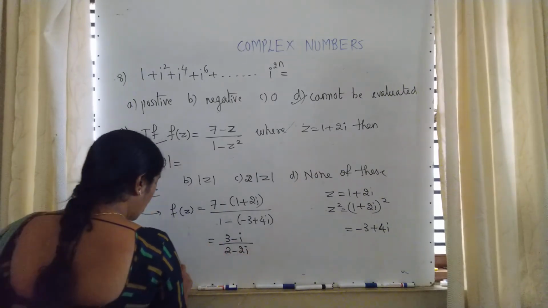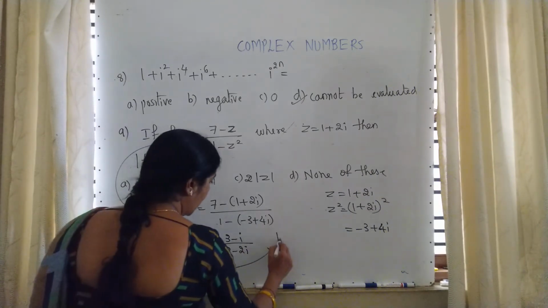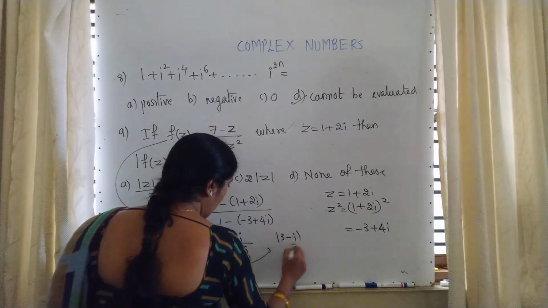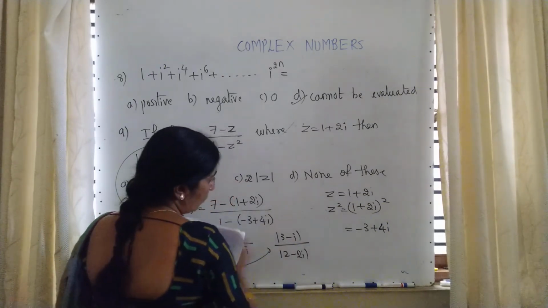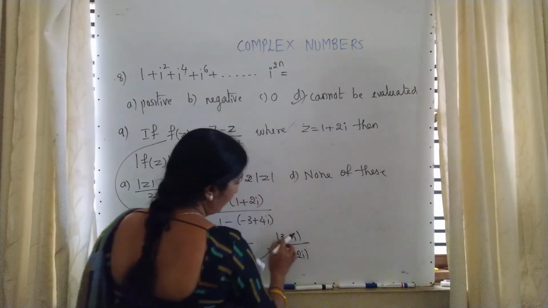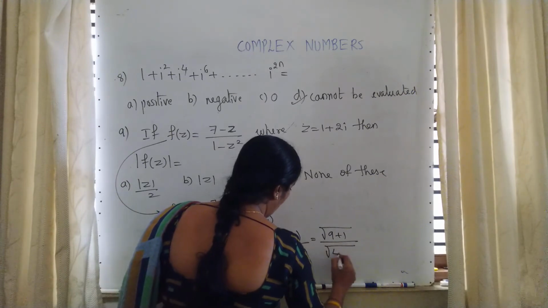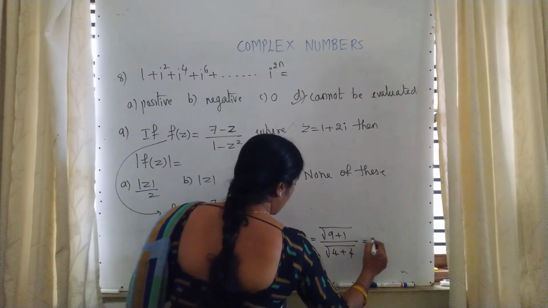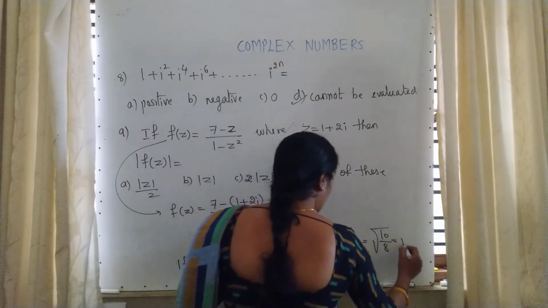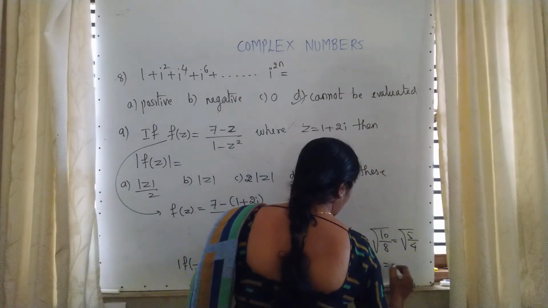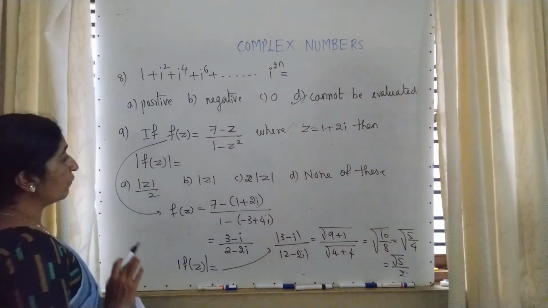So modulus of f of z means write down the modulus of 3 minus i upon modulus of 2 minus 2i separately. So when you write separately, modulus of 3 minus i is root of 9 plus 1, upon root of 4 plus 4, that is root of 10 divided by 8, that is root of 5 by 4, nothing but root 5 upon 2. But the answer is not like this, root 5 by 2.